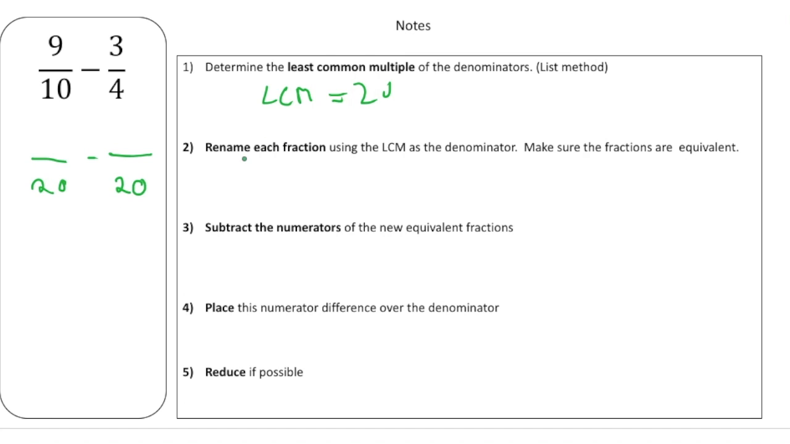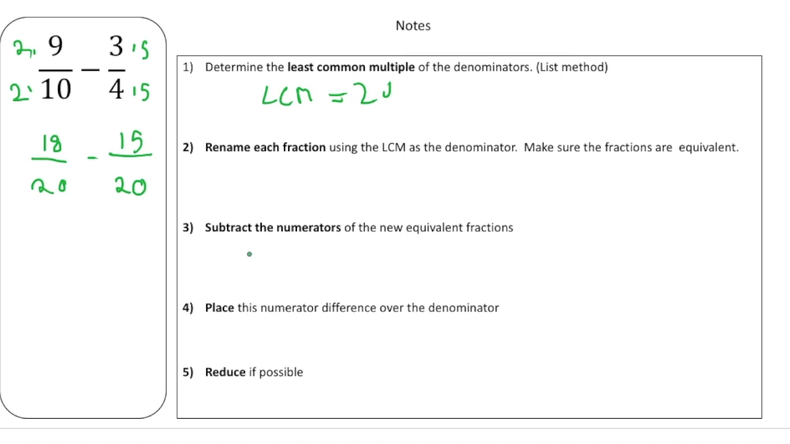Alright, now I need to rename each fraction. So to go from 10 to 20, I'm going to multiply that times 2. So I'm going to multiply the 9 times 2, and that will give us 18. So 18/20 is the exact same amount as 9/10. So now we have a denominator of 20. Alright, now I'm going to multiply the 4 times a 5 to get our 20, right? So 3 times 5 gives us 15.